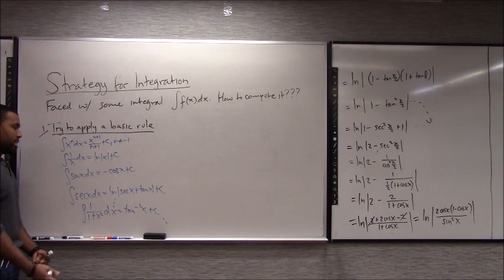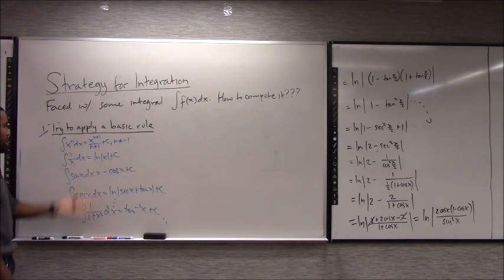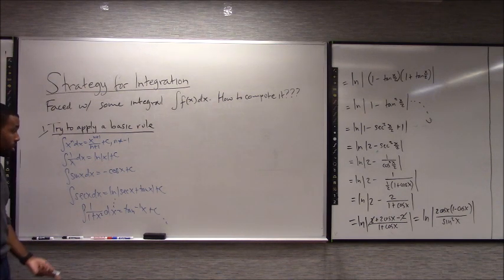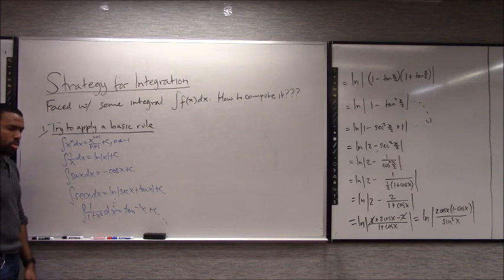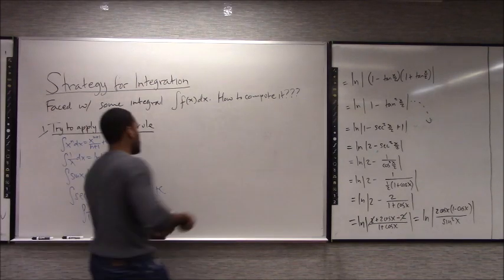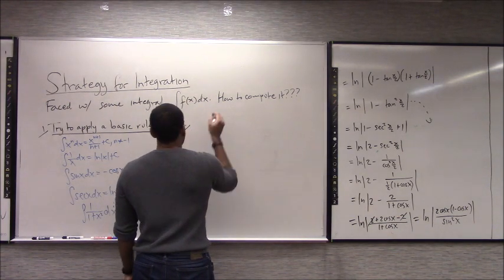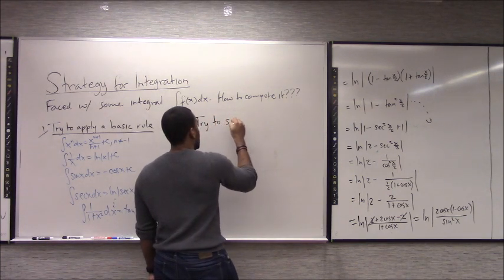Now, of course, in a class like Calculus 2, probably not going to be the case. Maybe in Calc 1, step 1 is going to work out most of the time. Some of the time, even in Calc 1, we don't really do that. But that's kind of the first thing. Does this look like some basic rule that I know? That may or may not work. Step 2 would be to try to simplify so you can apply a basic rule.